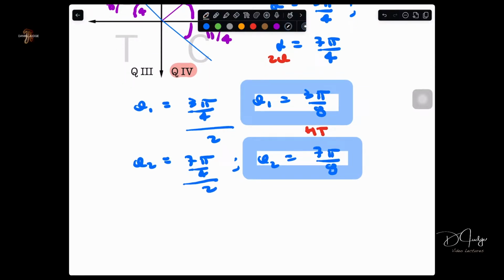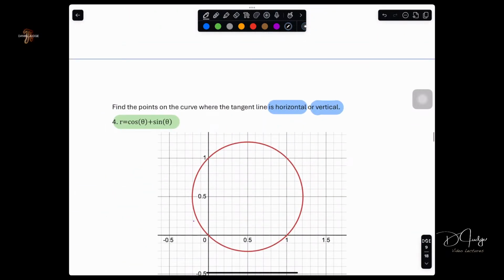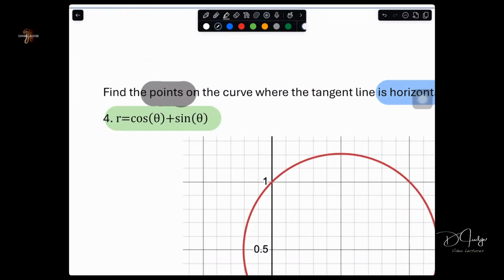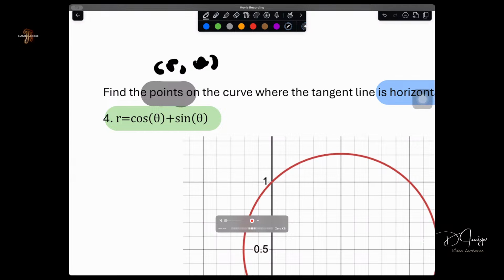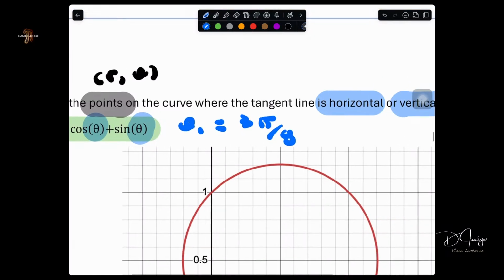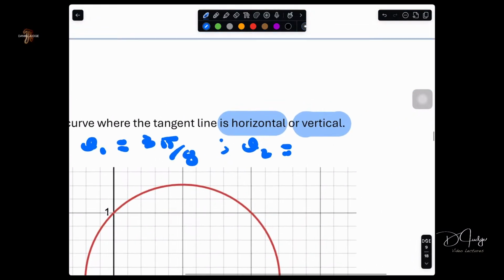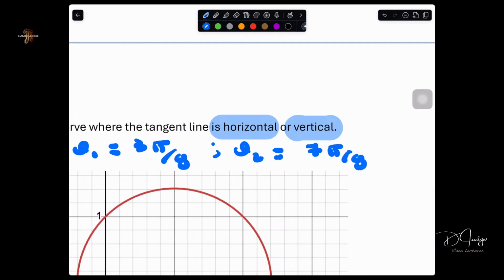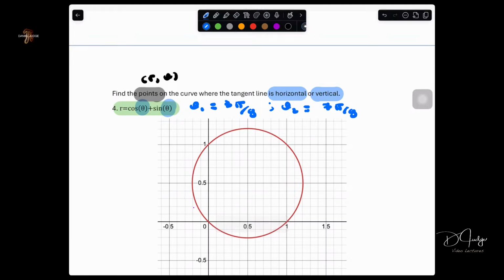Now, they ask for points. So if I go back over here, they want points on the curve. Those are polar coordinate points, locations on your curve in polar coordinates. A point in polar is r, theta. So we already got theta. We need r by simply plugging it in here. Remember, there were two values of theta for horizontal tangent: 3 pi over 8, 7 pi over 8.